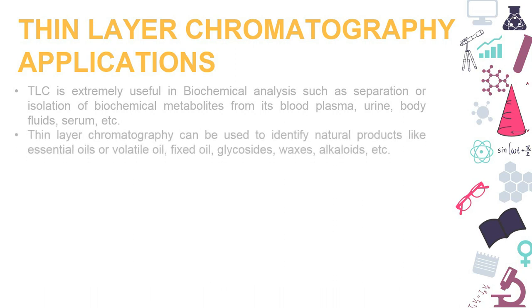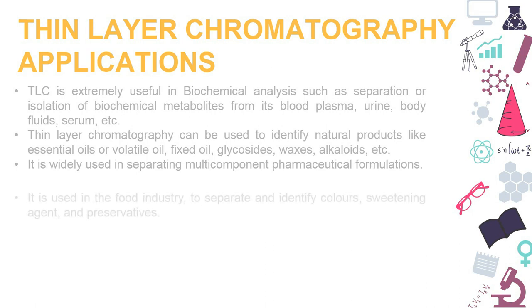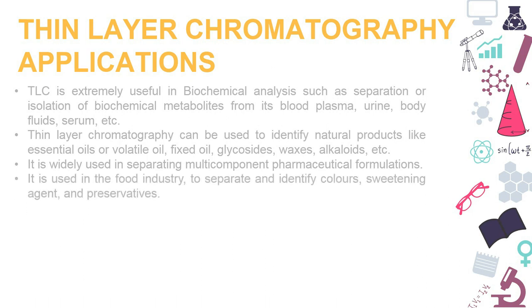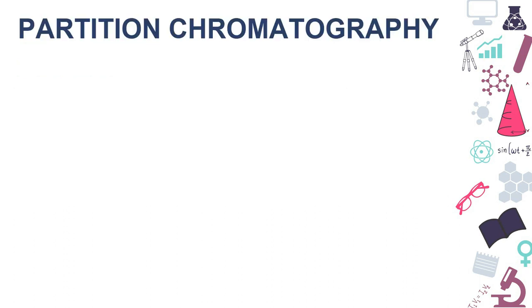And thin layer chromatography can be used to identify natural products like essential oils, volatile oil, fixed oil, or maybe waxes or alkaloids, etc. It is widely used in separating multi-component pharmaceutical formulations as well, so that medicines and vaccines can be prepared with ease. It is used in the food industry as well, to separate and identify colors, sweetening agents and preservatives, which is very useful in our food industry. So that was all about thin layer chromatography.